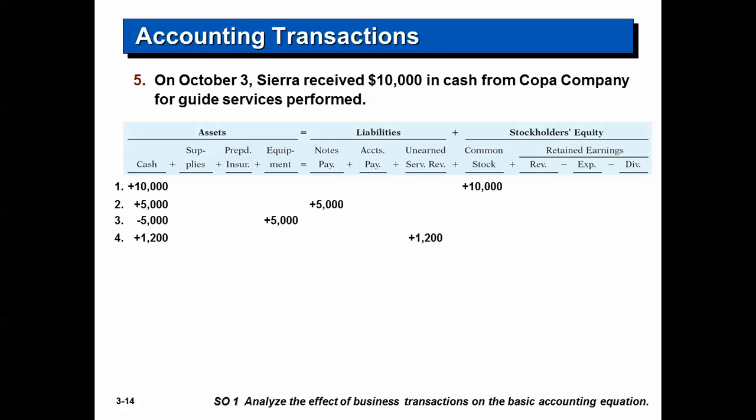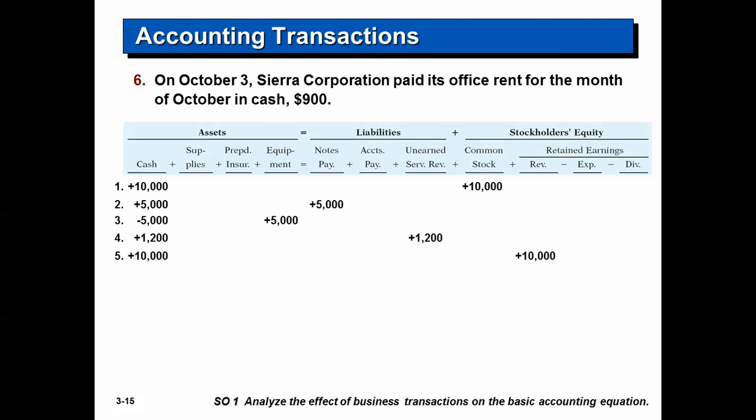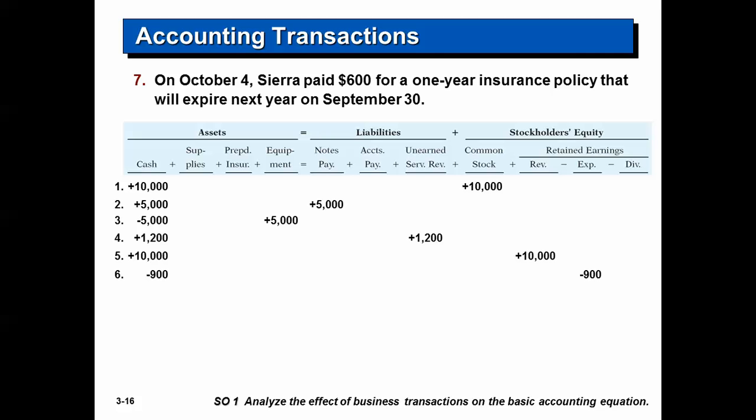Number 5, Sierra received $10,000 in cash from Copa Company for guided services performed. Well, cash goes up, but revenue goes up. Do you see? Equal sides. Number 6, Sierra Corporation paid its office rent for the month. Well, cash goes down and expense goes up, so they put a negative over here under expenses. October 4th, Sierra paid $600 for a 1-year insurance policy that will expire. Well, cash goes down, but prepaid insurance goes up. Again, a negative and positive, but both on the same side of the equal sign. So we're still in balance.